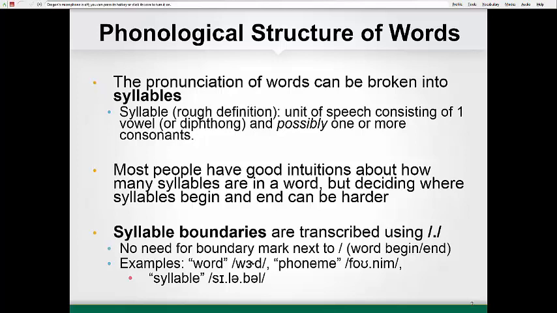In phonetic transcription, we transcribe syllable boundaries using a period or dot between the end of one syllable and the beginning of the next. However, there is no need to place that mark next to the slashes that indicate the beginning and the end of the transcription itself, because they already indicate a boundary. On the exam, you will be expected to be able to mark syllable boundaries on words of more than one syllable. You can find some examples here and in your book, and you should practice transcription of syllable boundaries.